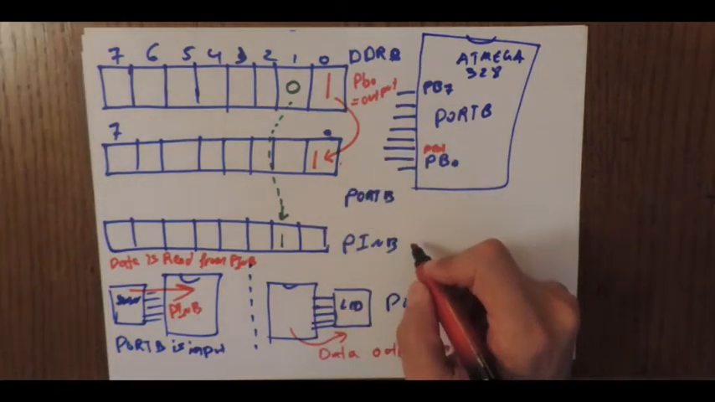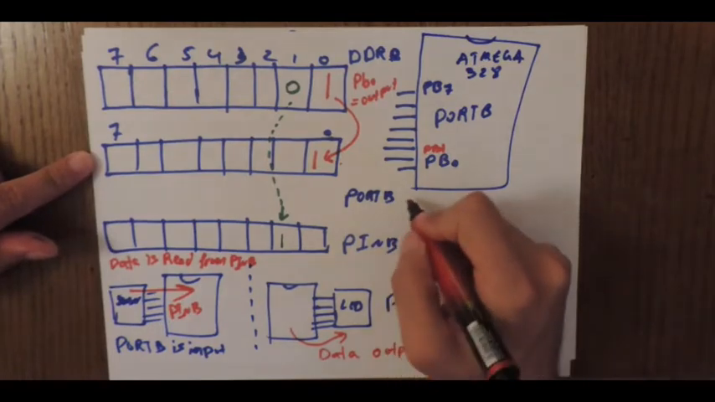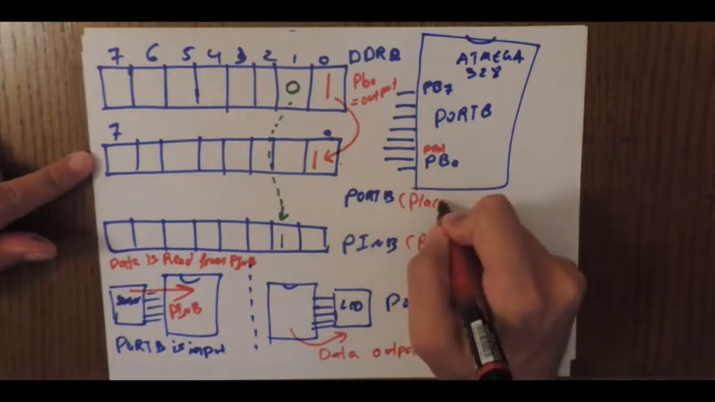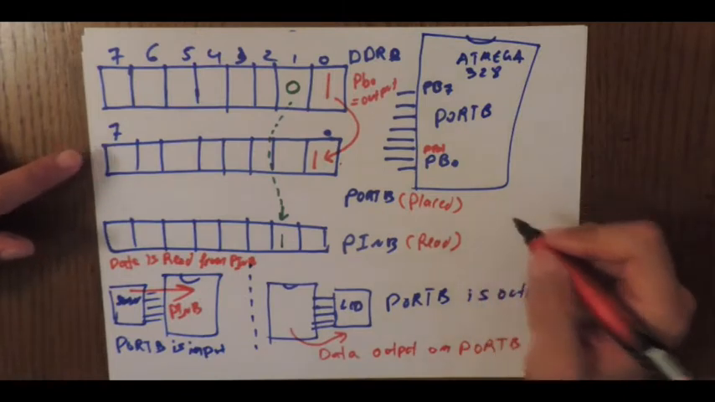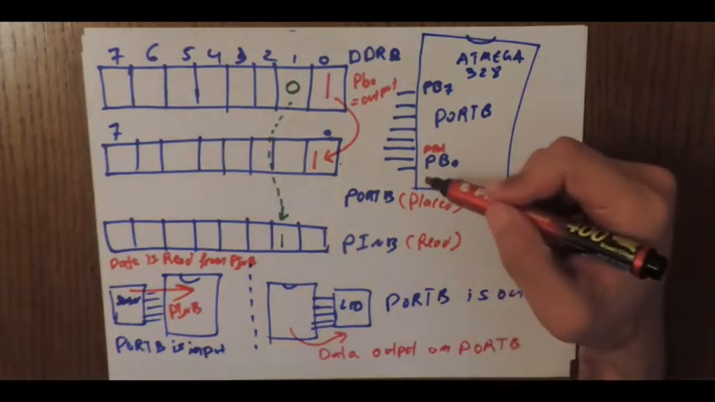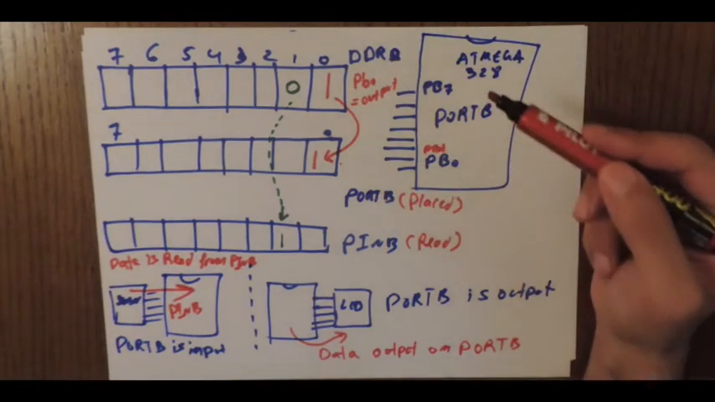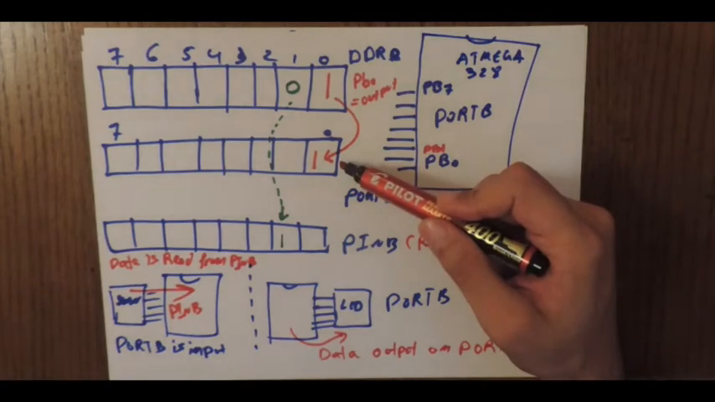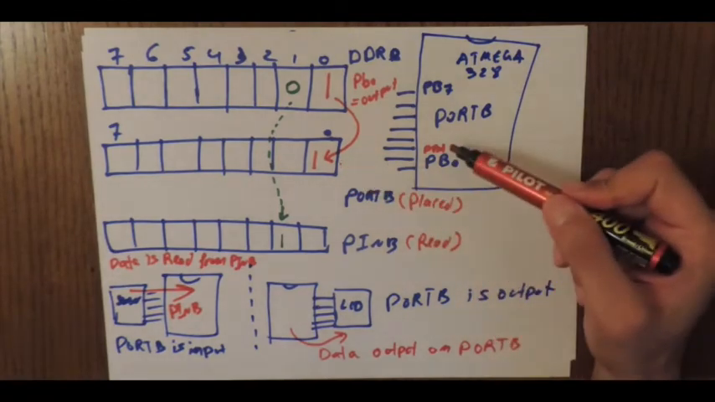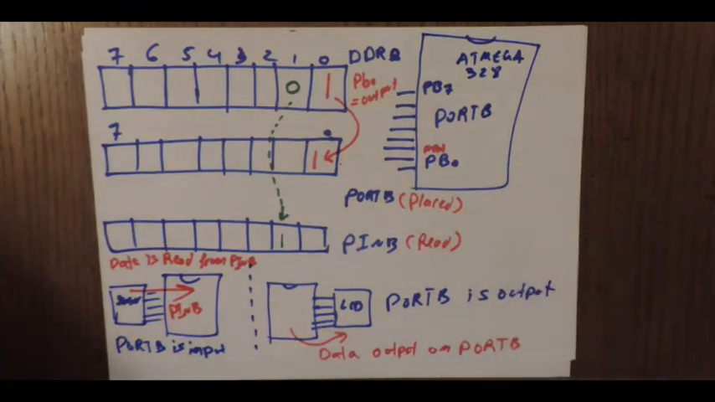So let me play this. This is read and this is placed, that is on the specific pin. So we have the ability to configure each pin to be an input or an output. If it's an output, we place values on port B. If it's an input, we read values from pin B. So this is the distinction between the two, and we're gonna take examples.